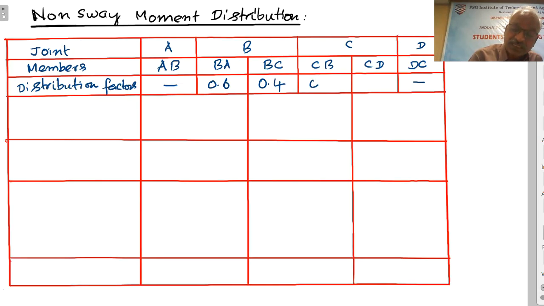Therefore for this it is 0.4 and for this it is 0.6. So that is about the fixed end distribution factors. So next is fixed end moments.